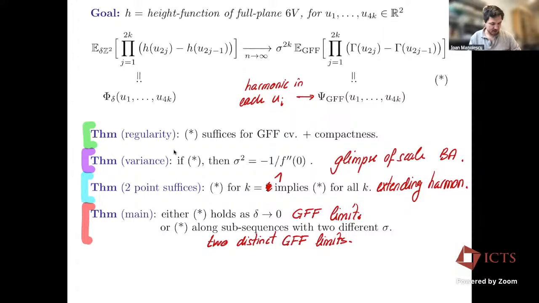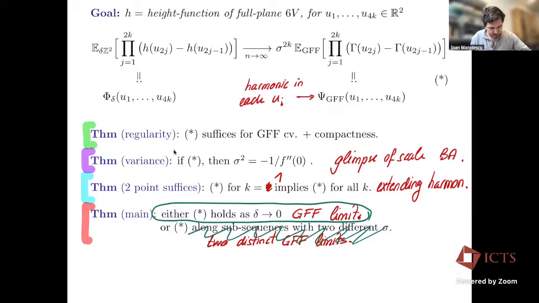So in this main theorem, the dichotomy tells you either you have a single GFF limit, which is basically what you want to prove. This is what we want to prove. Or you have subsequential limits that are different GFFs, but this isn't possible because you know that you have a single possible variance for the GFF. And this says the second case is impossible.